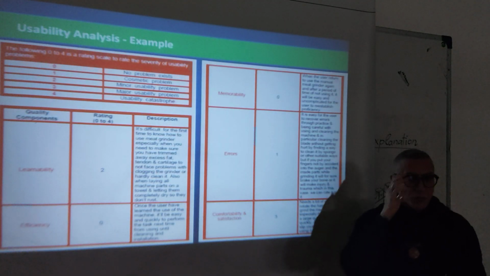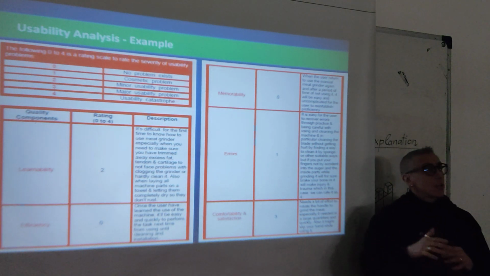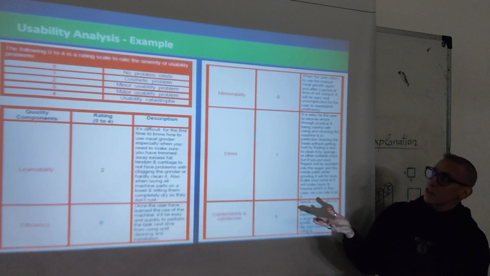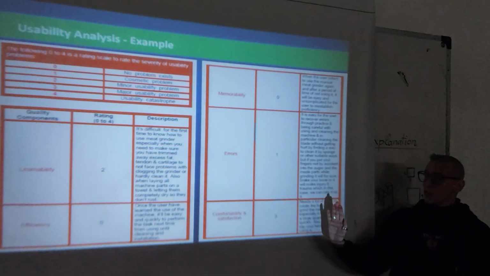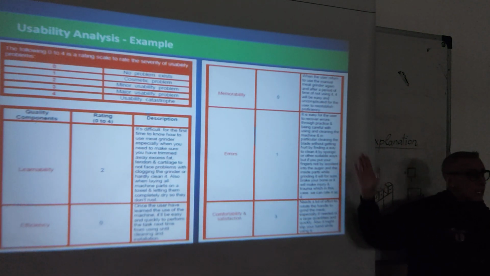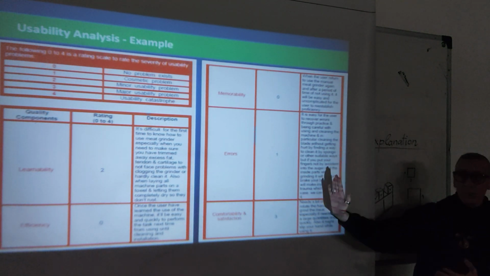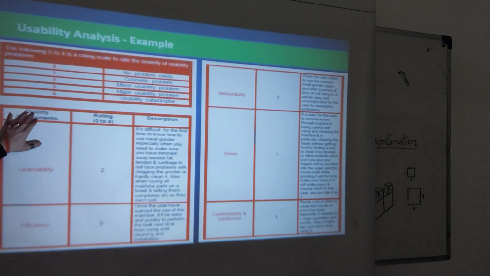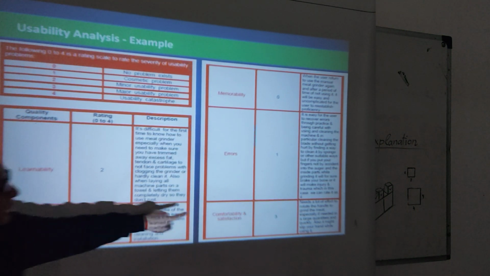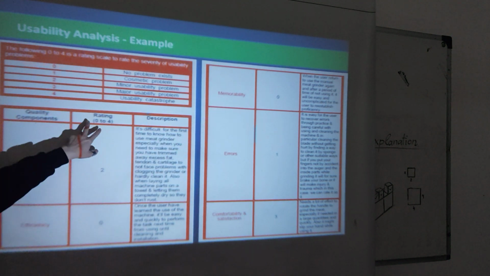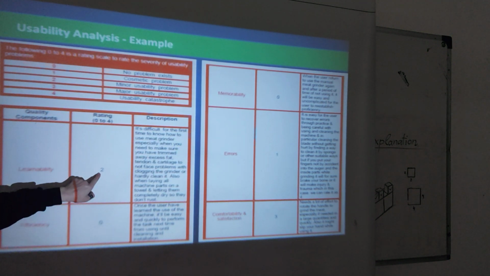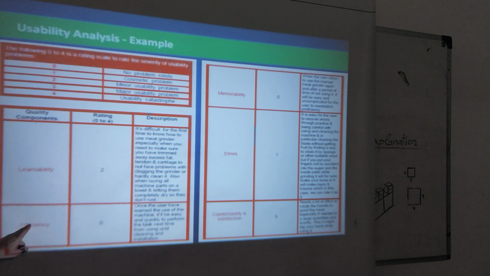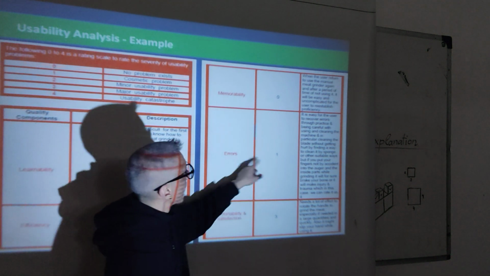Here is an example of a student usability analysis. Again, notice how it's done in an organized way, in a table. I prefer if you do it in this way. So we have the quality components, the 5 quality components. Then we have the rating from 0 to 4. Each quality component has its mark, okay?